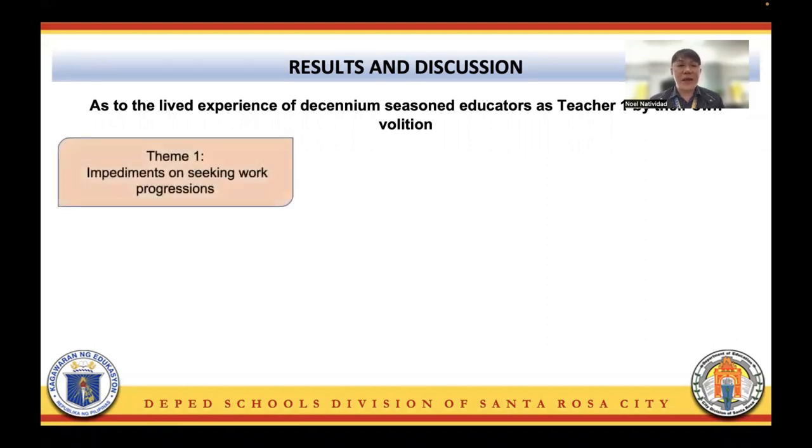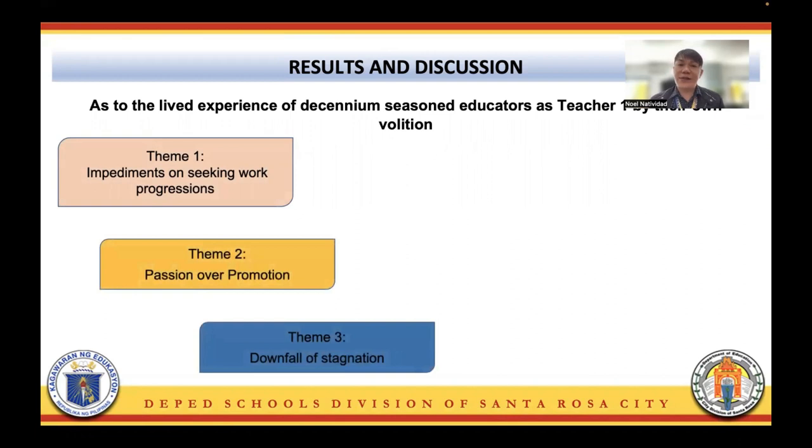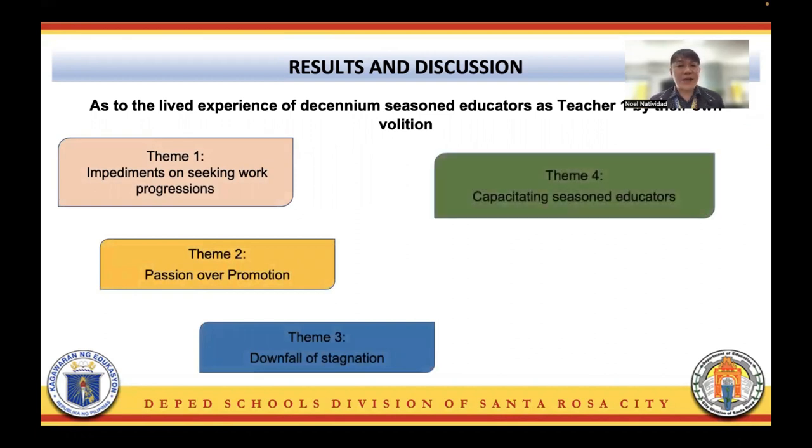Number 1, impediments on seeking work progression. Number 2, passion over promotion. Number 3, downfall of stagnation. Number 4, capacitating seasoned educators. And number 5, retirement plans.